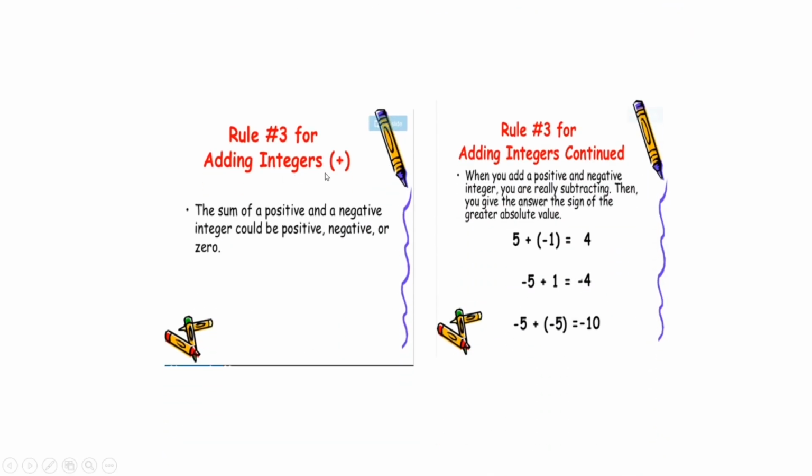Next, rule 3 for adding integers. The sum of a positive and negative integer could be positive, negative or 0. When you add a positive and negative integer, you are really subtracting. Then you give the answer the sign of the greater absolute value. Meaning if one number has a plus sign and another number has a minus sign, then we have to subtract, and for the answer you get the sign of the bigger number. So let us see examples.